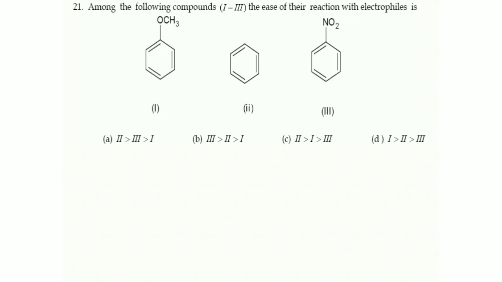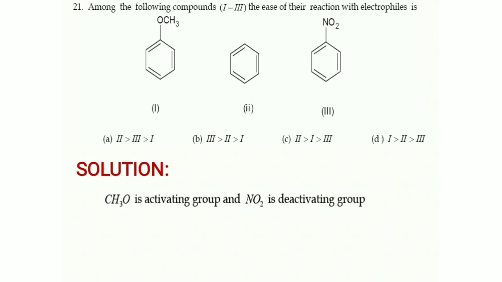Remember, an electrophile will attack those molecules very easily if electron donating groups are present. So remember, OCH3 is more donating, hence it is an activating group, and NO2 is a deactivating group. Hence, for that reason, the answer for this is 1 more than 2 more than 3.